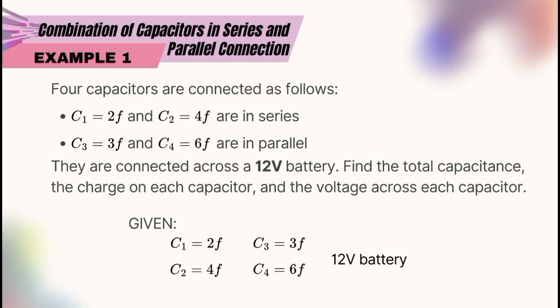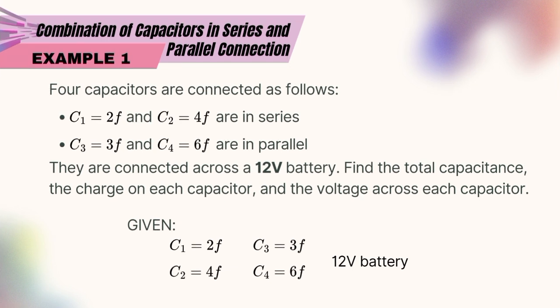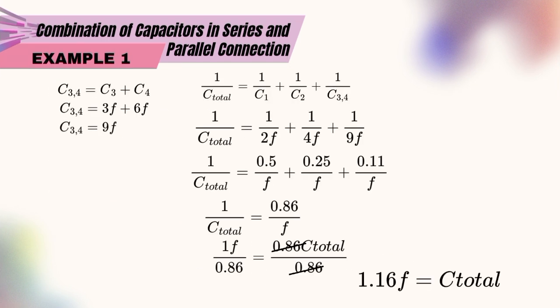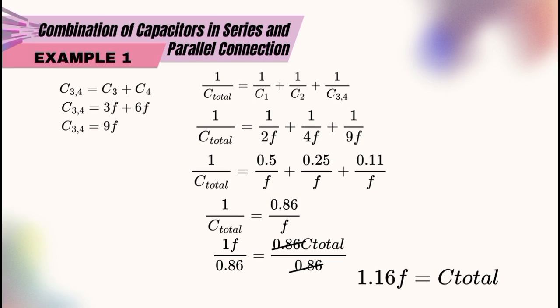For example number 1, these are the givens. The C1 and C2 are in series, and C3 and C4 are in parallel with a 12 volts battery. First step, we must add C sub 3 and C sub 4, the capacitors 3 and 4, because it's in parallel connection. After summing them up, we will come up with 9 farads.